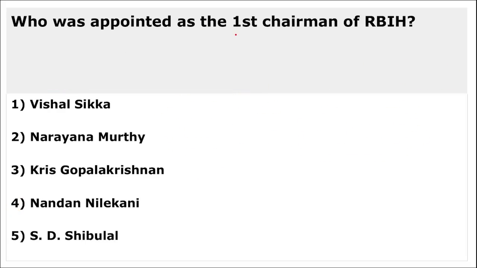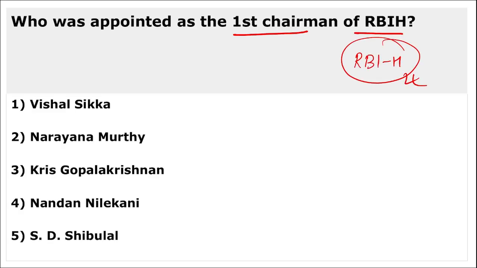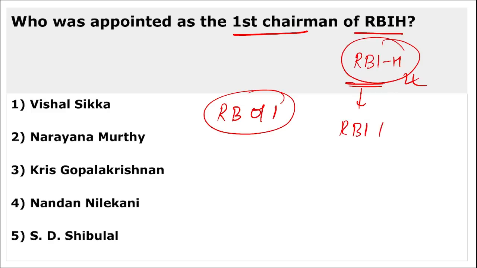Next, who was appointed as the first chairman of RBIH? What is H? It is for hub. Basically it is an innovation hub, that is the branch of RBI. RBI is known as Reserve Bank of India, we know this, but what is RBIH? RBIH here stands for Reserve Bank Innovation Hub. Here I is not for India, I is here for innovation.